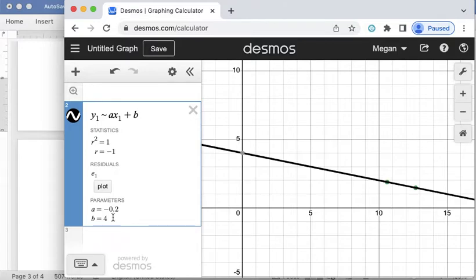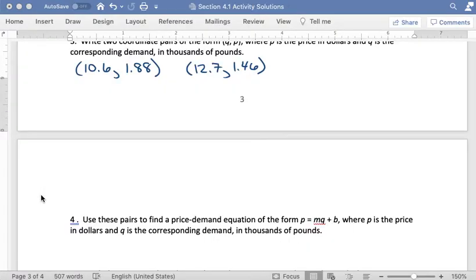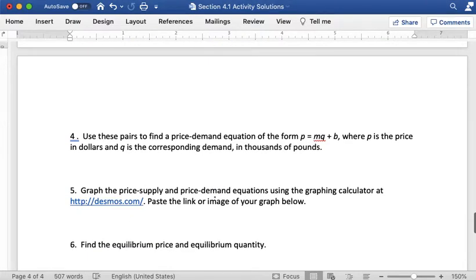So my a is my slope, negative 0.2, and my b is 4, and that is my y-intercept. So that's my equation here that I found for number 4. Y equals negative 0.2x plus 4, or using p and q, is going to be p equals negative 0.2q plus 4. And again, with demand, we always are going to have a negative slope.